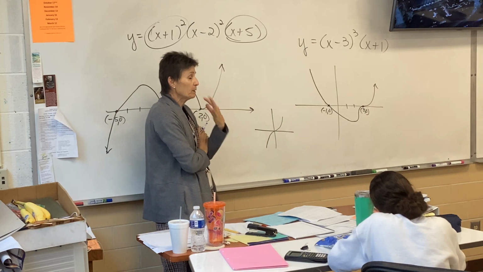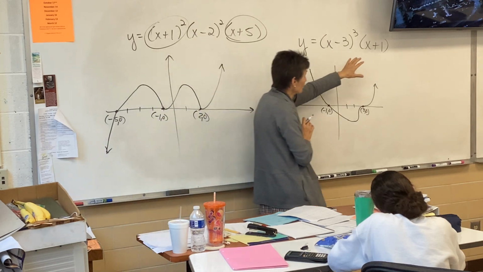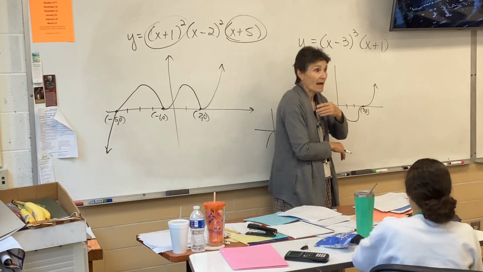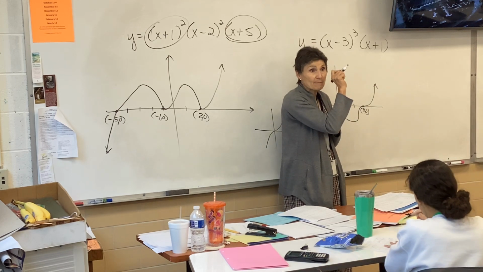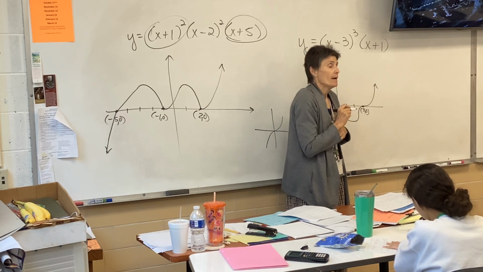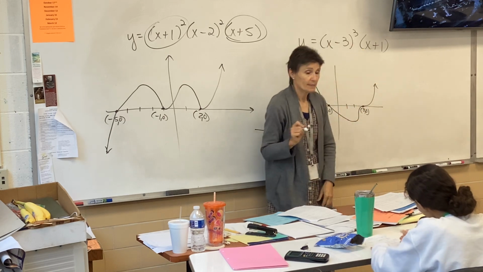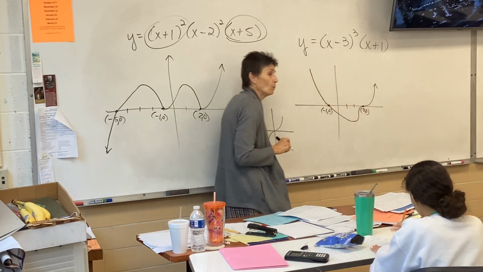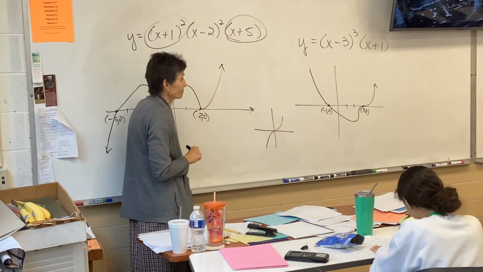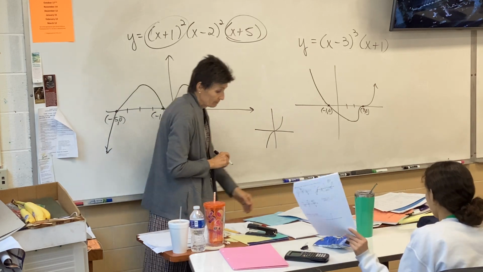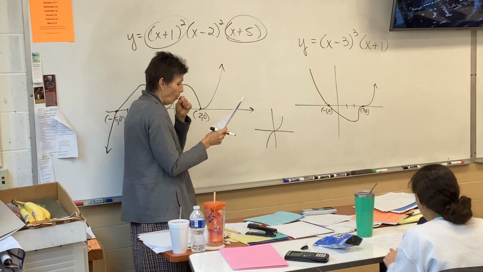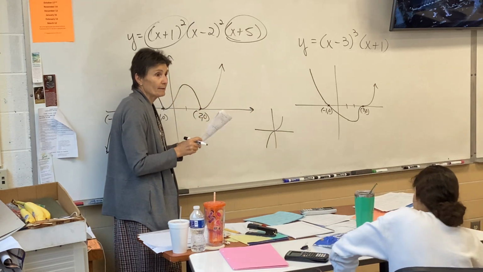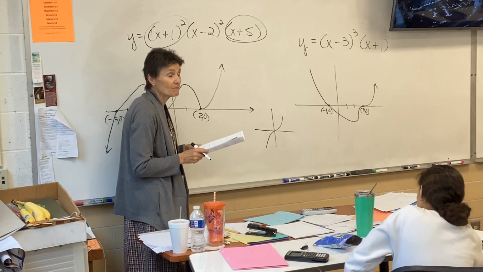A plain factor with no exponent, zip right through. A squared factor, bounce off, same direction you came from. A cube factor is going to squiggle through that point. Okay, everybody keeping up? Learning lots of things today.